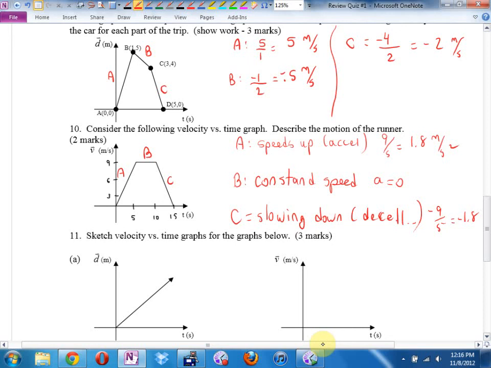How many marks is this worth? 2. How many things are there? 3. How about a half mark off for each one of those that's wrong? But if you get all 3 wrong, you get 0. You can't get a half mark just for writing nothing.